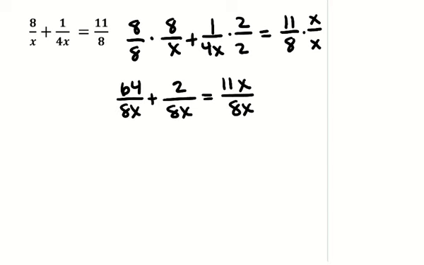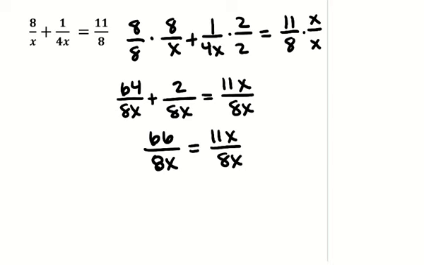The question was, should I combine them first? And maybe I should. So I'm going to say I've got a common denominator. Isn't the whole point of getting a common denominator so you can add two fractions? So, yeah, I'm going to do that. And I'm going to add those together, and I'll get 66 over 8x is equal to 11x over 8x.